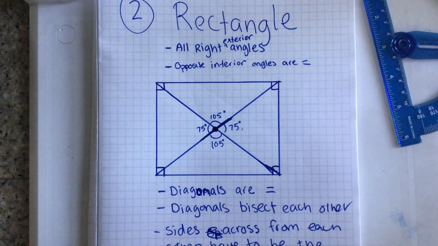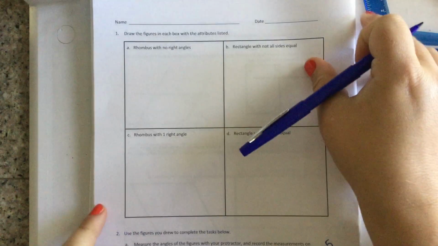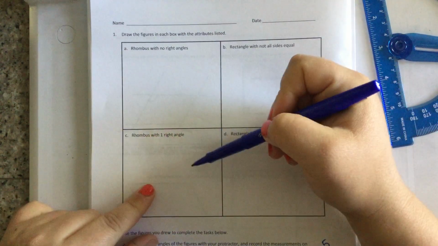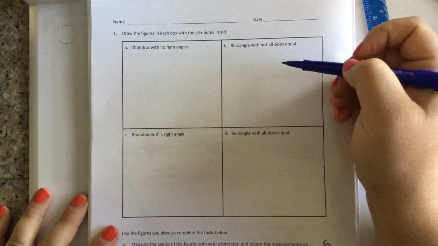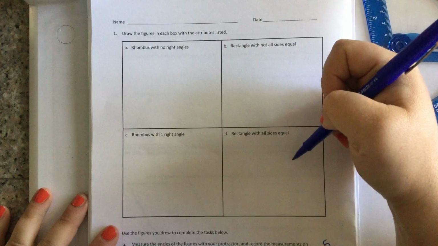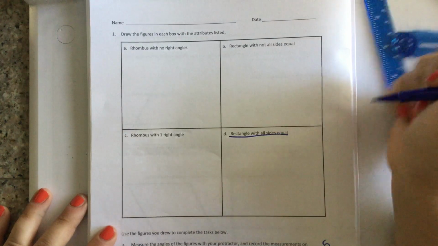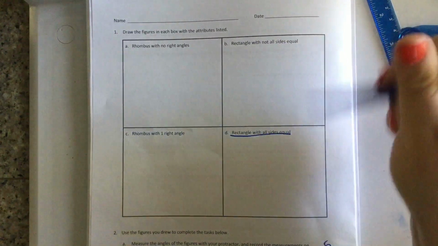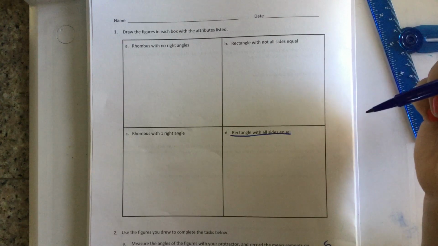So now you will work in your problem set. The only thing in your problem set that I want you to do is number 1. That's the only thing you're going to do in your problem set. You're going to draw 2 rhombuses, one with no right angles, one with one right angle. And then you're going to draw a rectangle with not all sides equal, and then a rectangle with all sides equal. And a rectangle with all sides equal is what shape? A square. You got it, a square. So all you're going to do is number 1 today, and then you can do your exit ticket. Good luck.